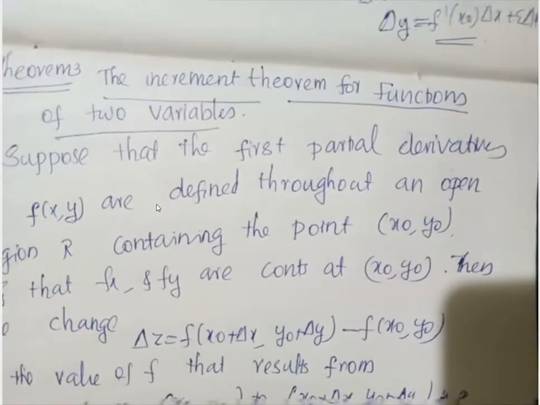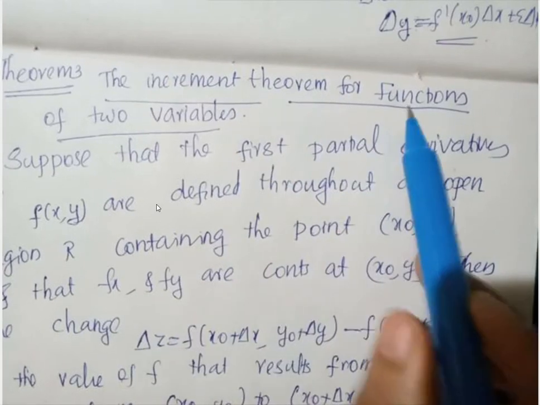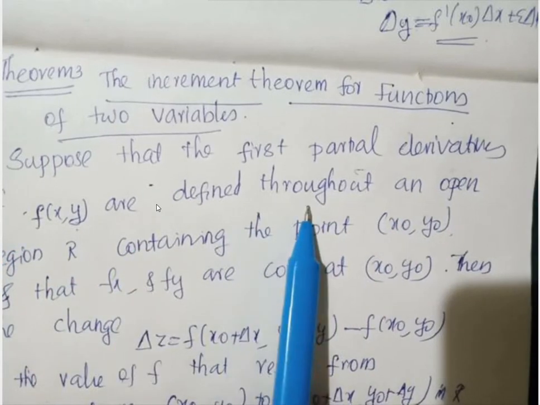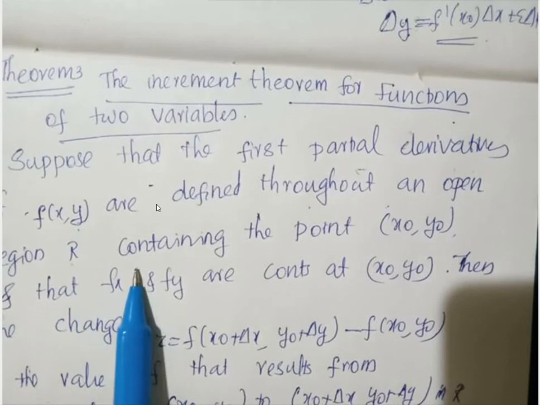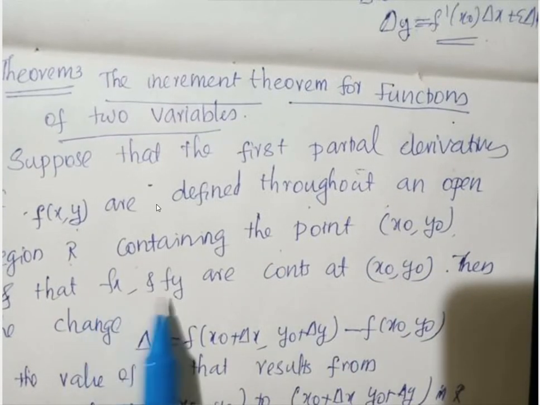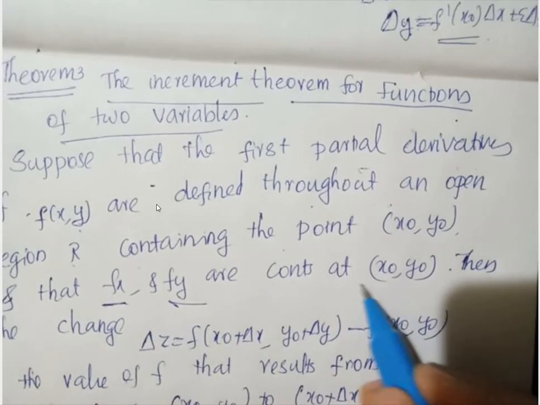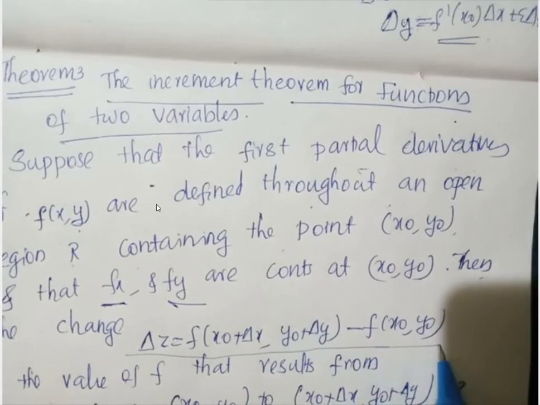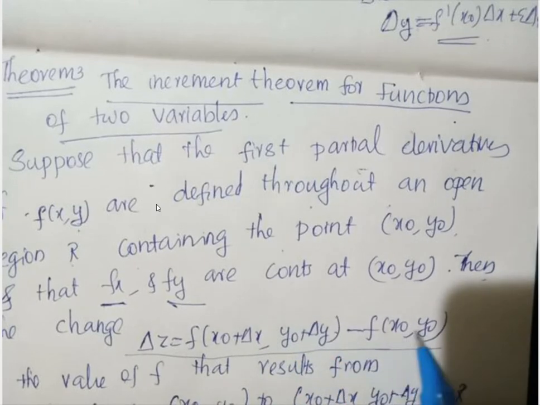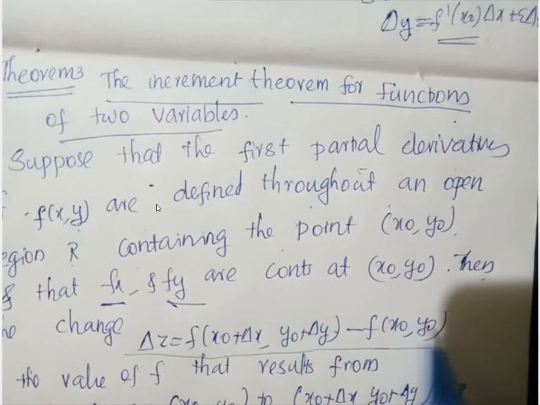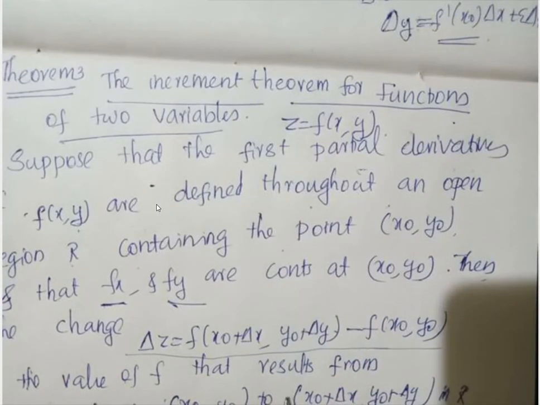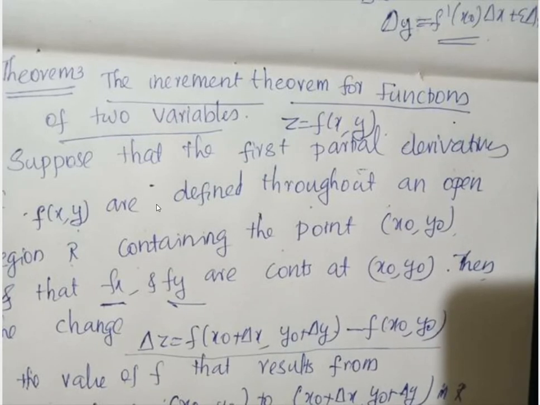Please listen. Theorem 3, the increment theorem for functions of two variables. Suppose that the first partial derivatives of f of x, y are defined throughout an open region R containing the point x0, y0, and that fx, fy are continuous at x0, y0. Then the change delta z is equal to f of x0 plus delta x, y0 plus delta y minus f of x0, y0. Here z is equal to f of x, y. The value of f that results from moving from x0, y0 to x0 plus delta x, y0 plus delta y in R satisfies the equation.